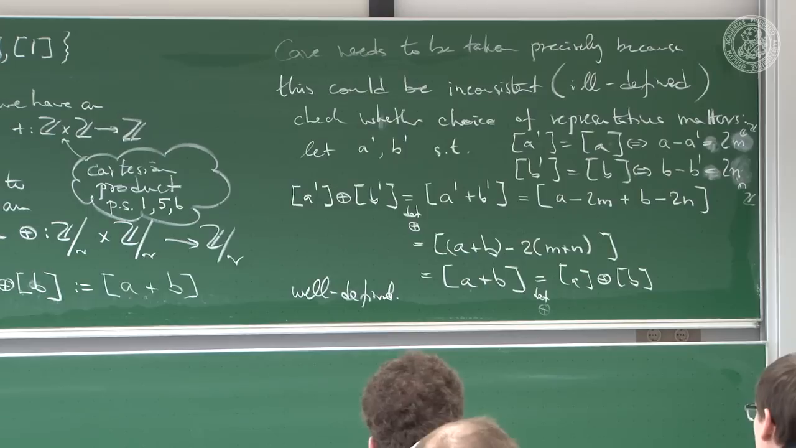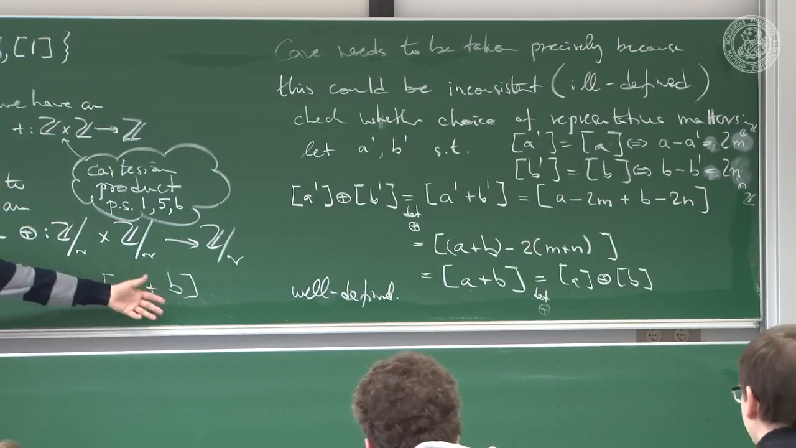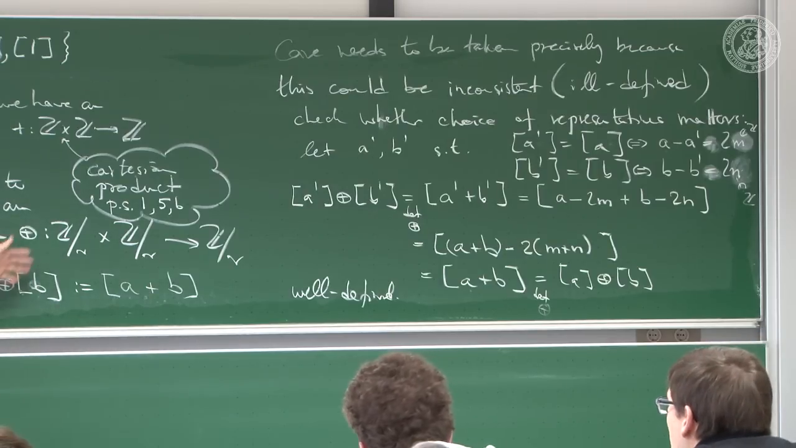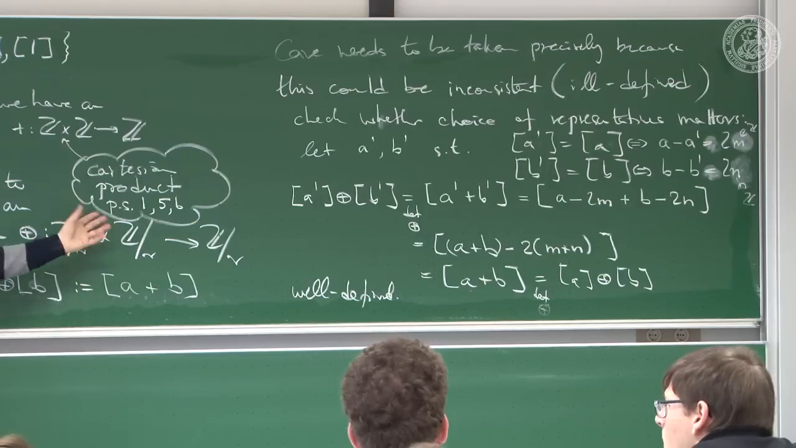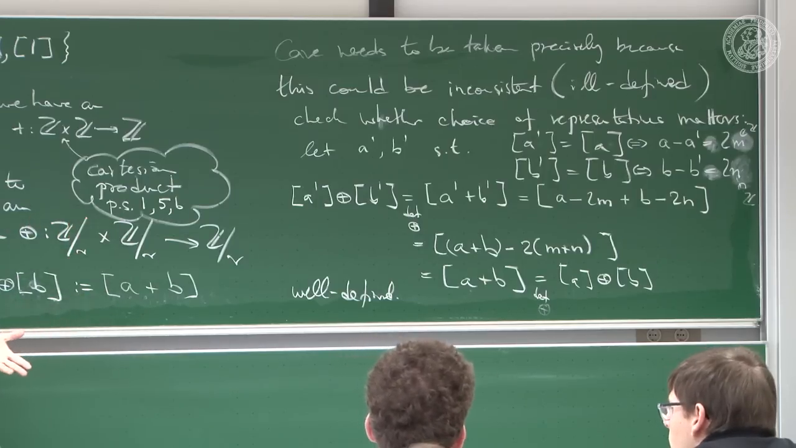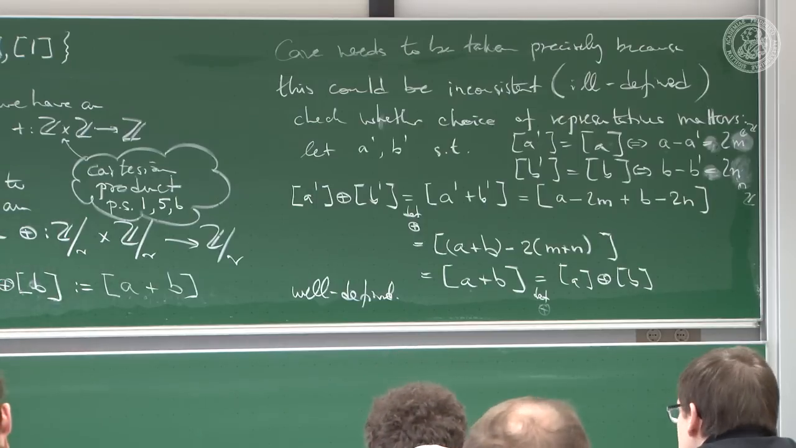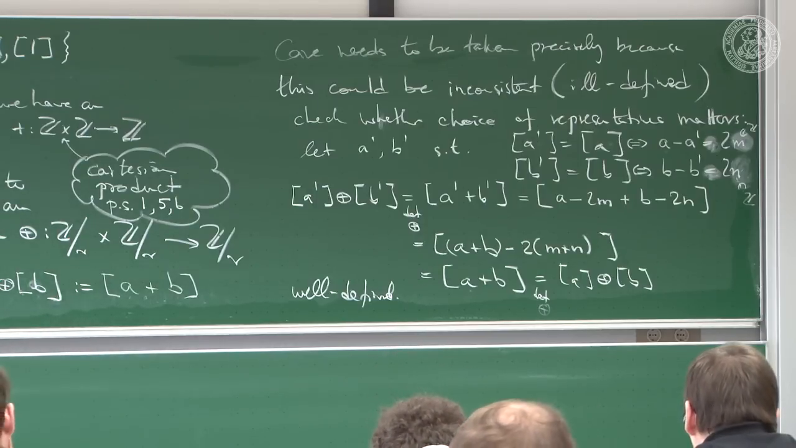So you only need to take care if for the definition you use representatives. If you manage to write down the definition of an operation on a quotient set without using representatives, no care has to be taken. It's just a normal definition. If you use representatives, you need to do that. Okay?